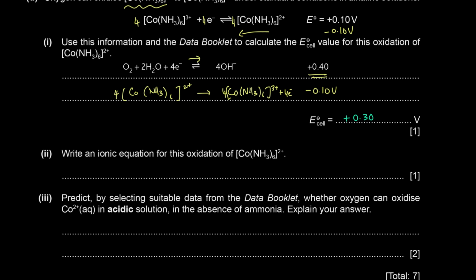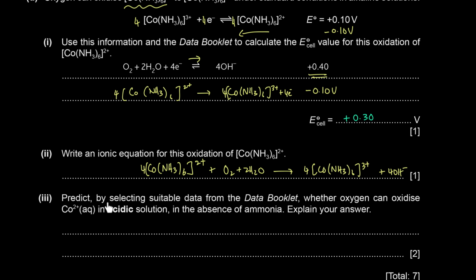So for the ionic equation over here, what you have is, just add up these two equations together. So what you end up with is 4 Co(NH3)6 2+, O2 plus 2H2O. Those are your reactants. The electrons obviously balance each other out, and then you're left with 4 Co(NH3)6 3+ and 4 OH minus.